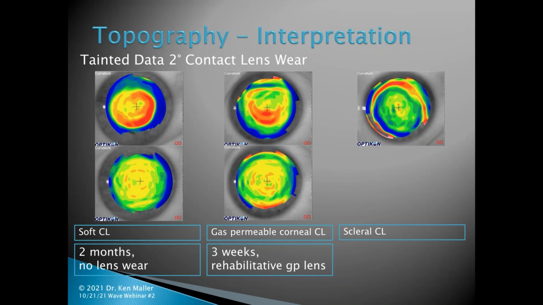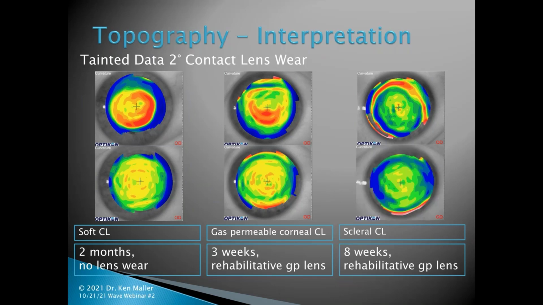And yes, scleral lenses are not immune to this either. That is a scleral lens wearer, and I bet you might think that might be a post-LASIK patient that's wearing a scleral lens. But it is not. After 8 weeks in a corneal GP, this is what that eye looked like. So scleral lenses are not immune to warping corneas. Soft lenses are certainly not immune to warping corneas. And GP corneal lenses don't necessarily have to warp corneas.